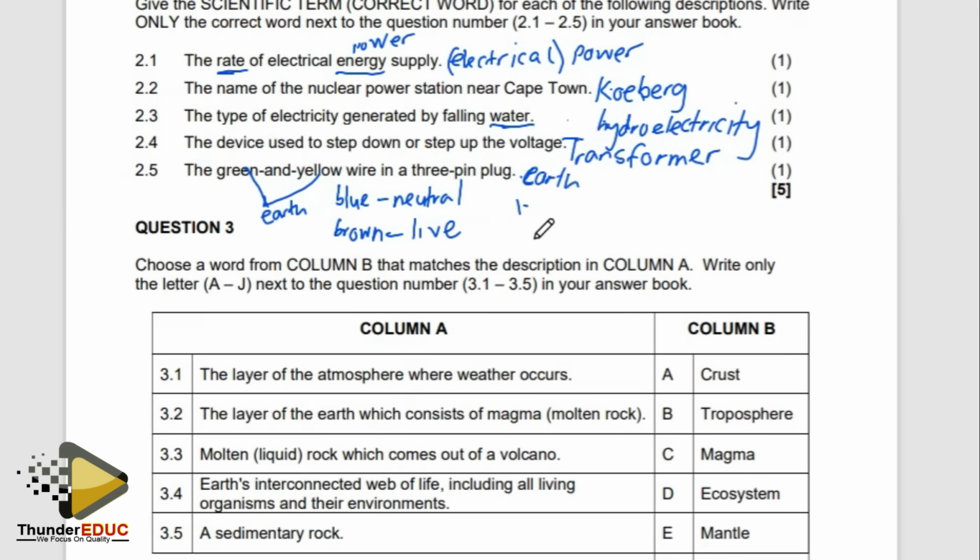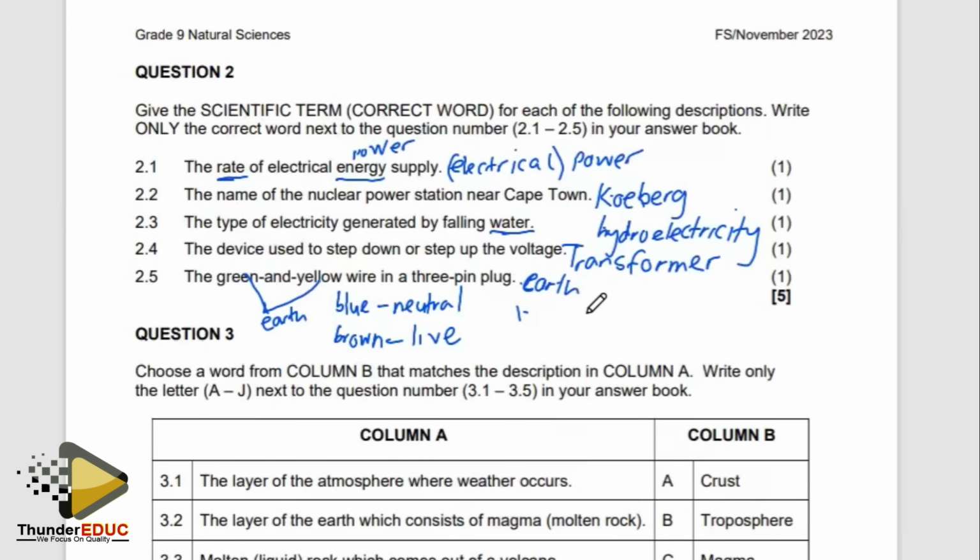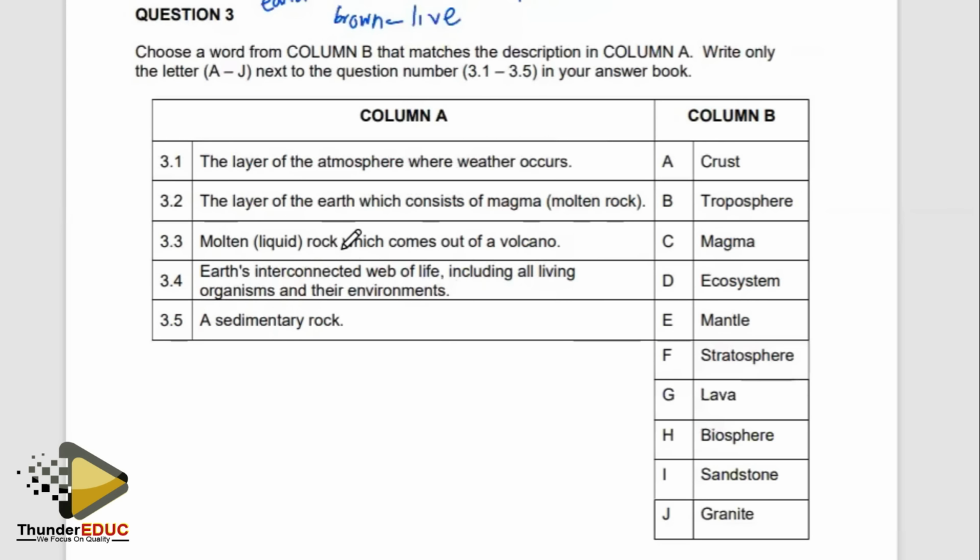We are done with question two. Let's move on to question three. Choose a word from column B that matches the description in column A. Write only the letter A to J next to the question number 3.1 to 3.5 in your answer book.